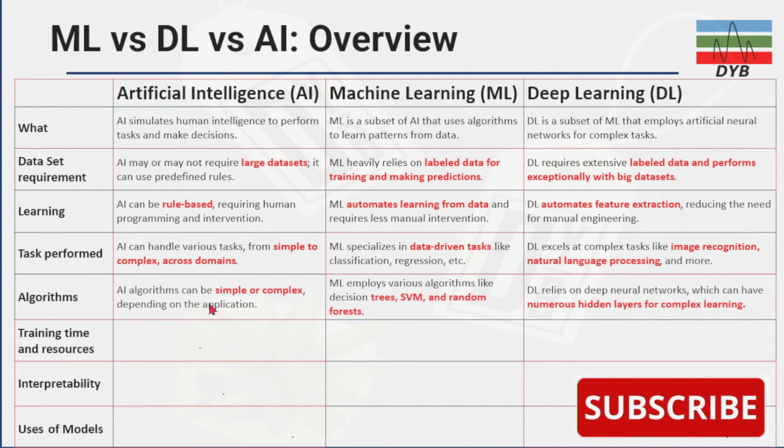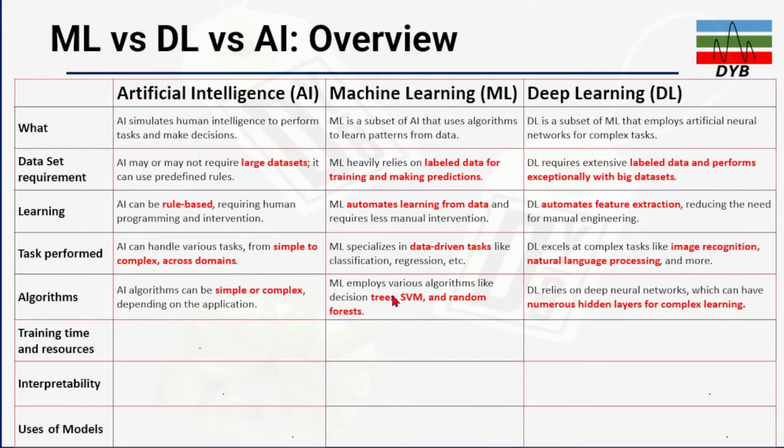If you look at the algorithms, for AI they are simple or complex depending on the application. But ML employs various algorithms like decision tree, SVM, and random forest. These algorithms we are also going to discuss in the lecture, and I will put this link in the description box. DL relies on deep neural networks, which can have numerous hidden layers for complex learning.